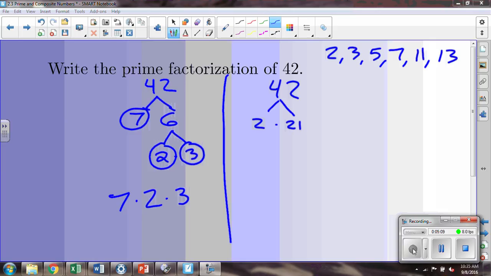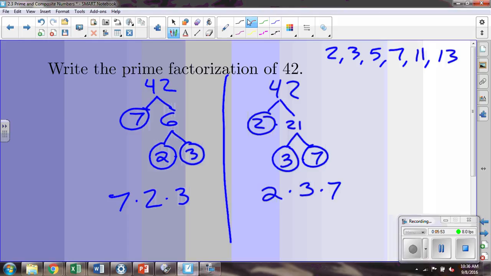Now we'll also continue. 2 is a prime number. 21 isn't. How could we split up 21? That's 3 times 7. 3 and 7 are primes. And so when we put them down, we have 2 times 3 times 7. You notice that the orders are not the same? It doesn't matter. As long as we have the numbers, we have a prime factorization. Both of them are correct prime factorizations. There's nothing wrong with either one of them.